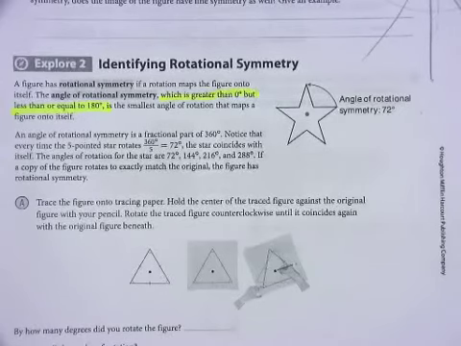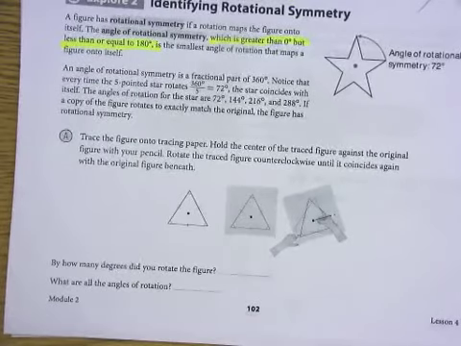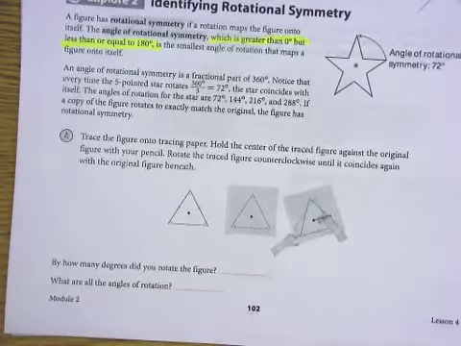The angle of rotation has to be greater than 0 but less than or equal to 180. Rotating something 360 degrees, we've talked about it before. Anything can rotate 360 degrees and map onto itself. That's not a big deal. It's when we're rotating something 180 degrees or less that the rotational symmetry of it becomes significant.